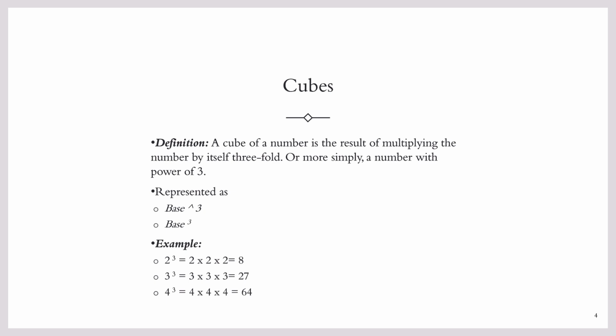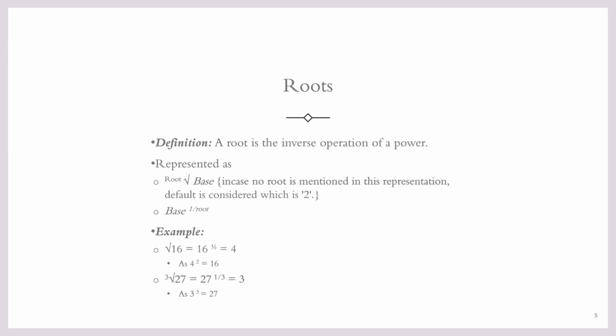Cubes mean power is 3. A cube of a number is the result of multiplying the number by itself three times, or simply a number with the power of 3. We have seen how they are represented, only in this case the exponent is simply 3. 2 to the power 3, or 2 cube, means 2 times 2 times 2, that is 8. 3 cube is 27 and 4 cube is 64.